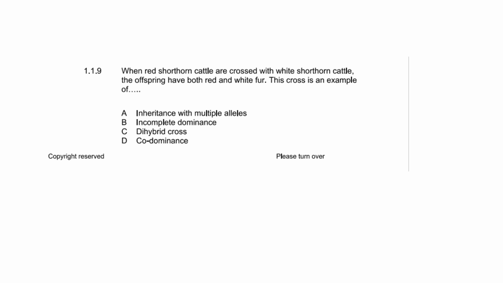Okay, now we're going to genetics. When red shorthorn cattle are crossed with white shorthorn cattle, the offspring have both red and white fur. That's co-dominant. Whenever you've got two different colors in one individual, that is co-dominant. If the red and white cattle formed pink, that would have been incomplete dominance. Incomplete would be if they form a different color, for example pink or green. But because now we have both colors, we call it co-dominance. So that would be letter D.